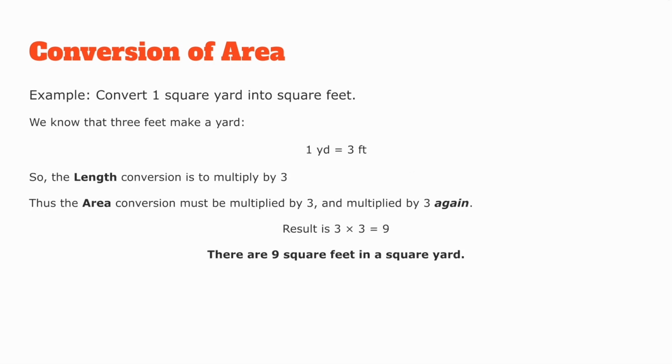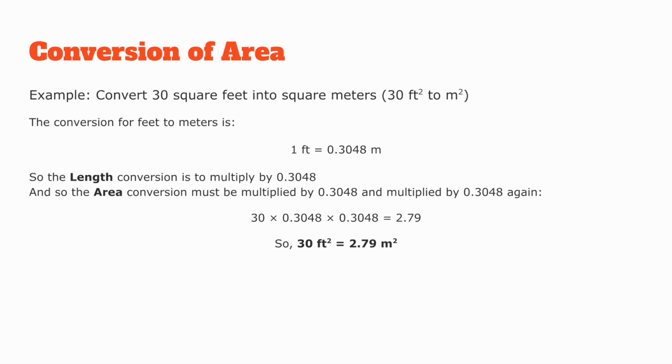For example, when we say to convert 1 square yard into square feet, we know that 3 feet make a yard, so 1 yard equals 3 feet. So the length conversion is to multiply by 3. Thus, the area conversion must be multiplied by 3 and multiplied by 3 again. So the result is 3 times 3, which is 9. So there are 9 square feet in a square yard. Let's look at another example. When we say to convert 30 square feet into square meters, the conversion for feet to meters is 1 foot is 0.3048 meters.